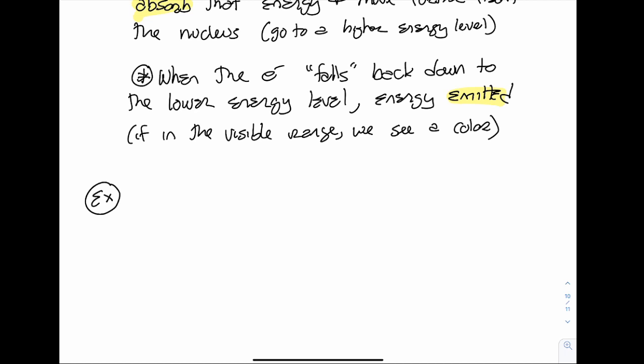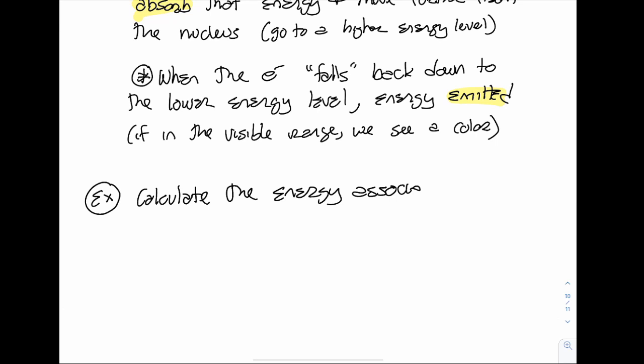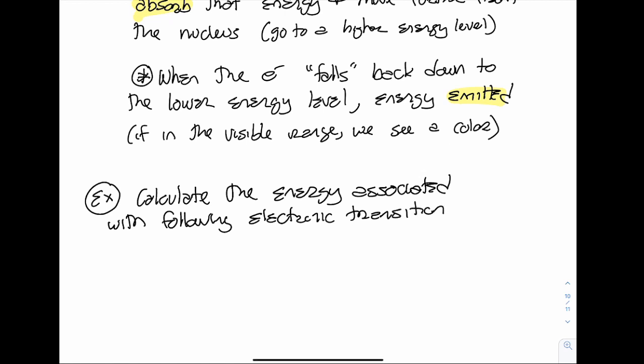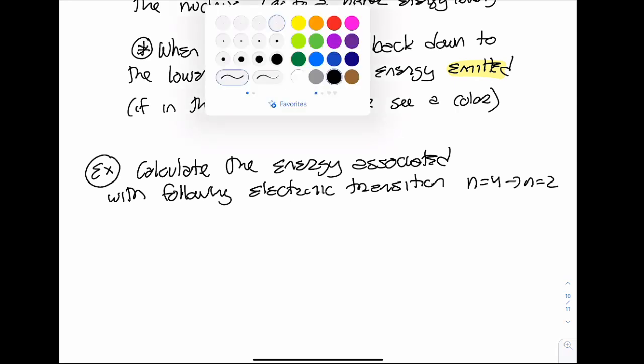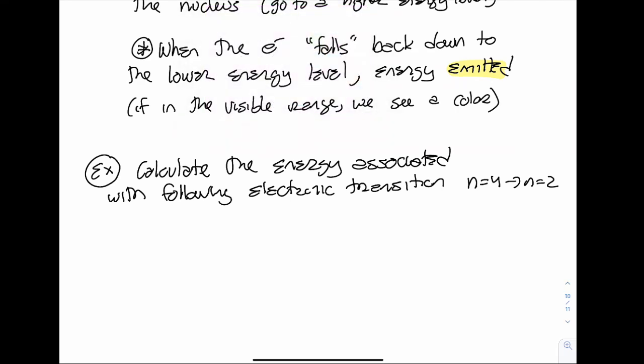So an electron moving between energy levels. Our first example, we're going to calculate the energy associated with the following electronic transition. So n equal to 4 going to n equal to 2. So I'm going from the 4th energy level to the 2nd energy level. If I'm doing that, is the energy emitted or absorbed? That is the first thing. If it's going down in energy level, it's going to be emitted.